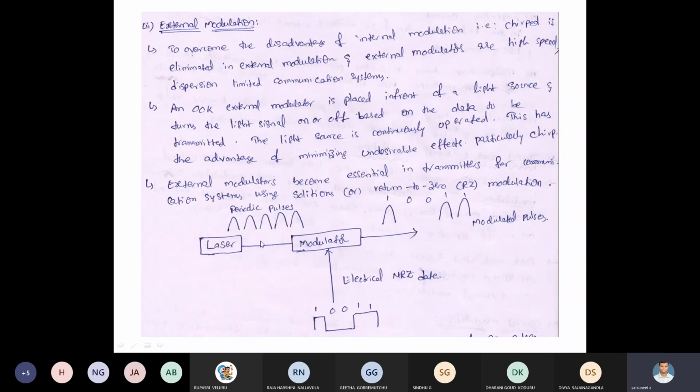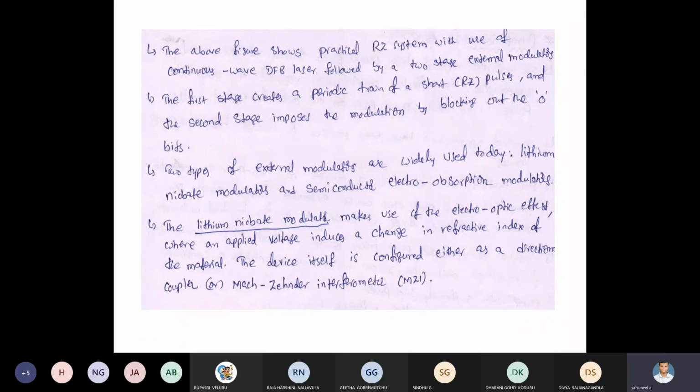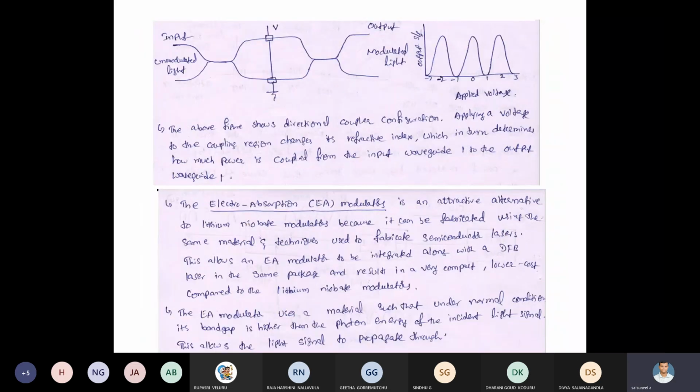In the previous section, there is no clock. That laser directly generates periodic pulses of a light signal. But here, based upon the external clock only, the stage 1 output generates periodic pulses of the light signal. Next, in stage 2, we are giving input as non-return to 0 data. Here, whenever 1 is coming, the light pulses should be present. Whenever 0, nothing should be present. This is the other method for NRZ, the non-return to 0 modulation technique. Non-return to 0 technique. Here, see this one.